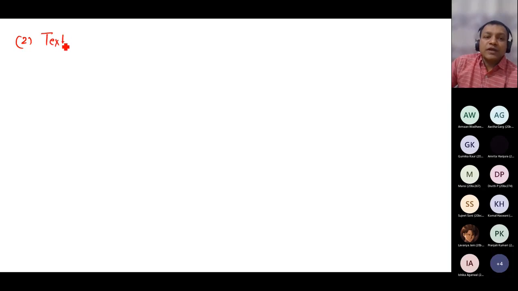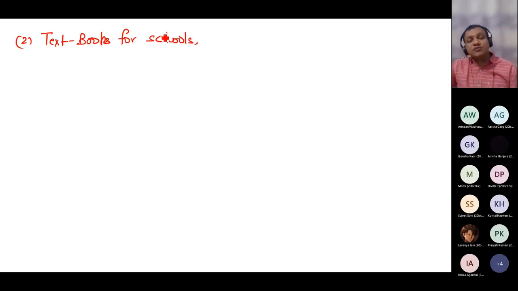Textbooks are not covered. If you are writing textbooks for school, you will not get any deduction under 80QQB. For college textbooks, that is allowed. For higher education textbooks, it is allowed. If someone is writing business studies books of class 12 and earning royalty income, no deduction under 80QQB.